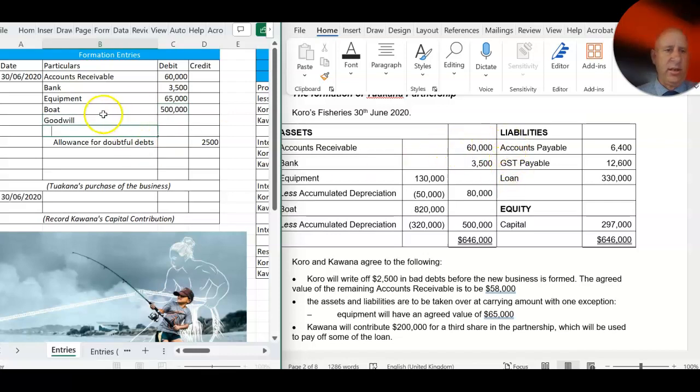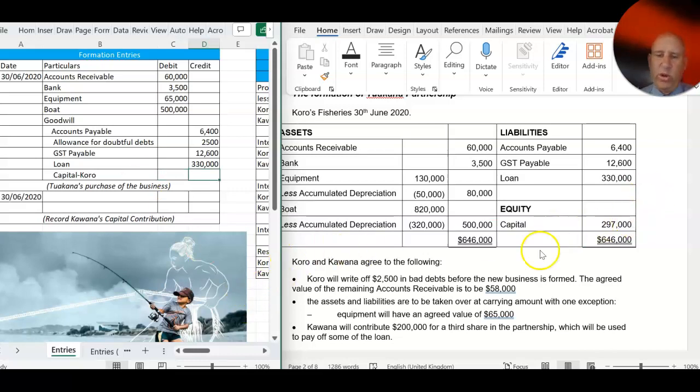So we've got accounts payable, GST and loan in the credit column. As you're doing these, just make sure that you indent your credit. I press space bar 5 times. And lastly, your loan. So we've brought in the debits, brought in the credits, the capital we'll bring in as well. But this time we're going to call it Capital Koro.